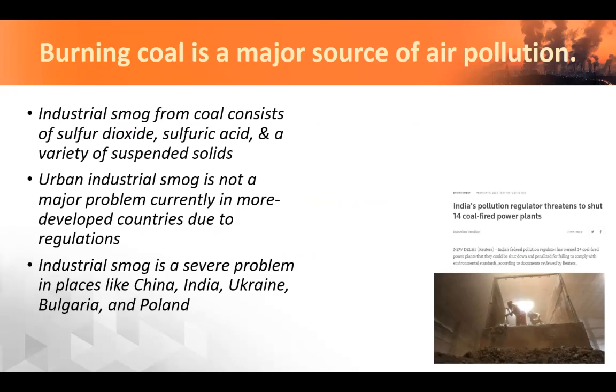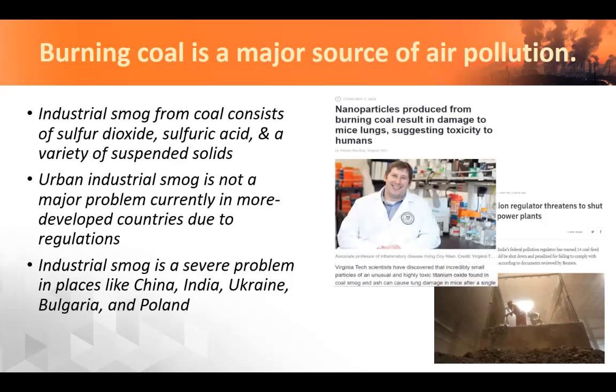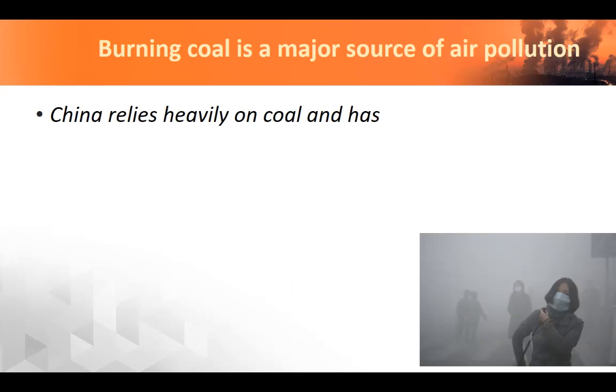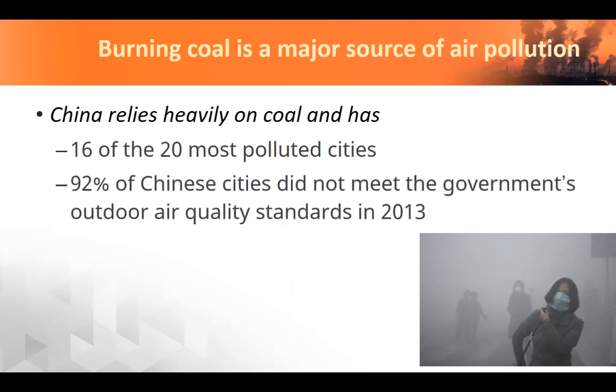Okay, so India's pollution regulator threatens to shut down 14 coal-powered power plants. Nanoparticles produced from burning coal result in damage to mice lungs, suggesting toxicity to humans. So there's a lot of research linking coal to health problems and to this industrial smog. But countries like China rely heavily on coal to power their economy. In fact, 16 of the 20 most polluted cities in the world are in China. 92% of Chinese cities did not meet their own government's outdoor air quality standards as of 2013.